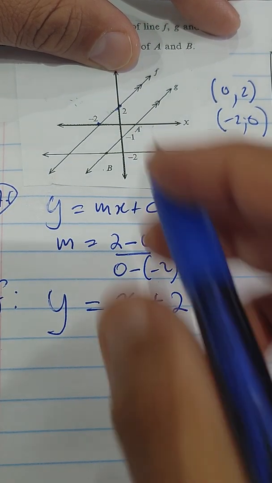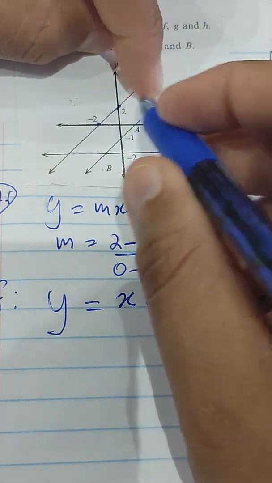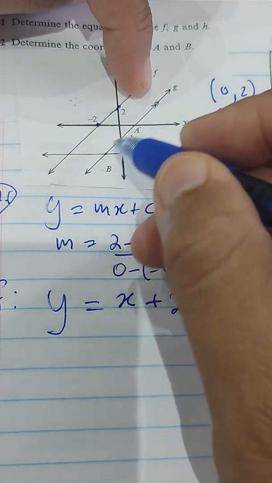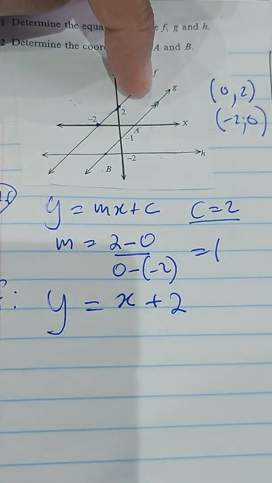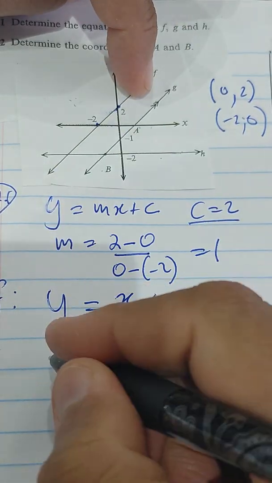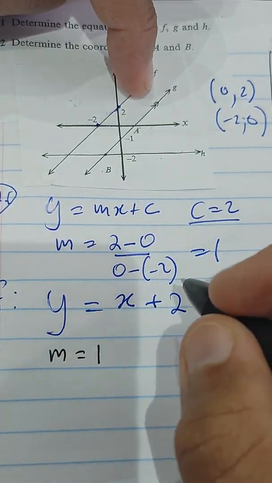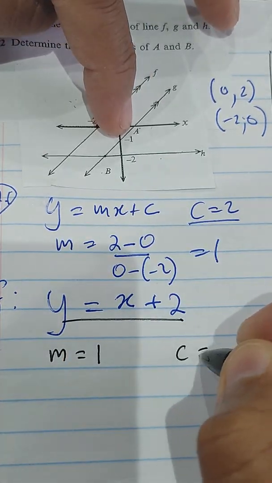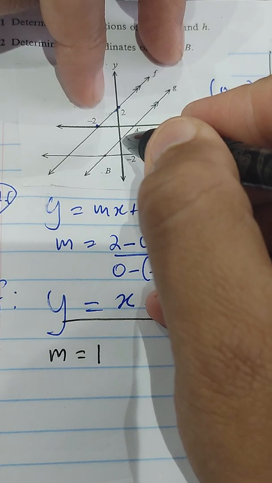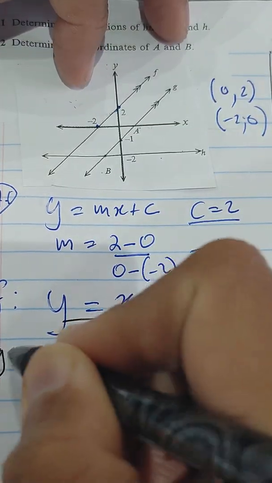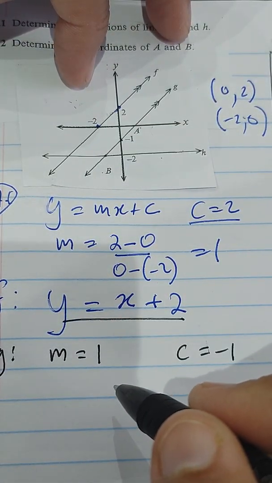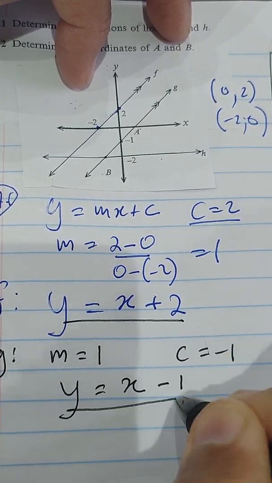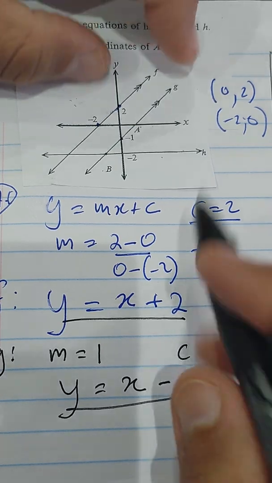Now the graph of g, it's parallel to f. So if lines are parallel, gradients are equal. So what's the gradient of this line? 1. So let's change the color. My gradient is going to be 1. Do you have a y-intercept here? Yes, y is equal to negative 1, as you can see here, it's your y-intercept. This is for g. So your equation is y is equal to 1x minus 1. That's your equation of g.